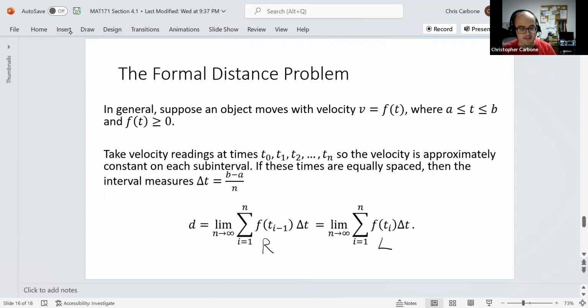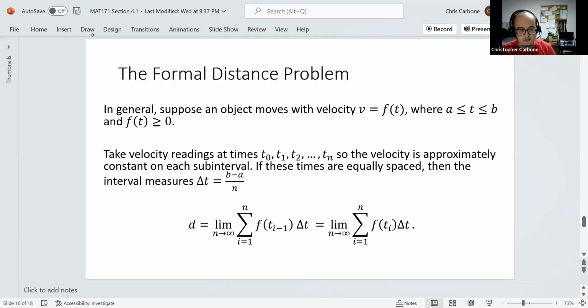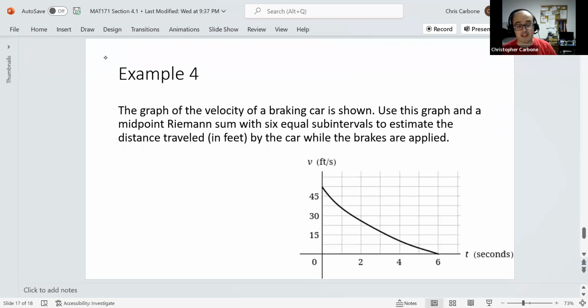Excuse me, I just messed that up. This is supposed to be the left and the right. Left endpoints, right endpoints. So with that being said, example 4: we have the graph of the velocity of a braking car. We want to use this graph and a midpoint Riemann sum, which is just these calculations we've been doing with a special name attached to it, with 6 equal subintervals to estimate the distance traveled in feet by the car while the brakes are applied.